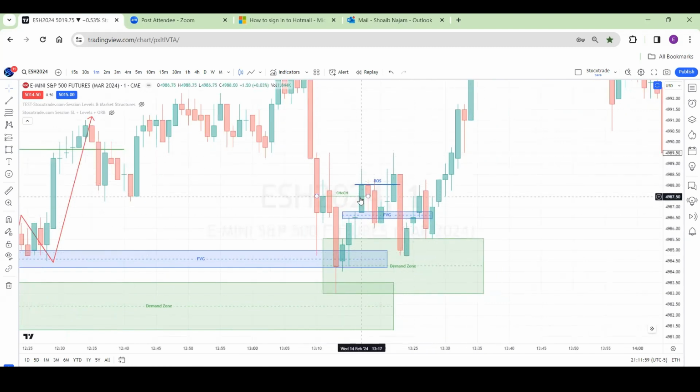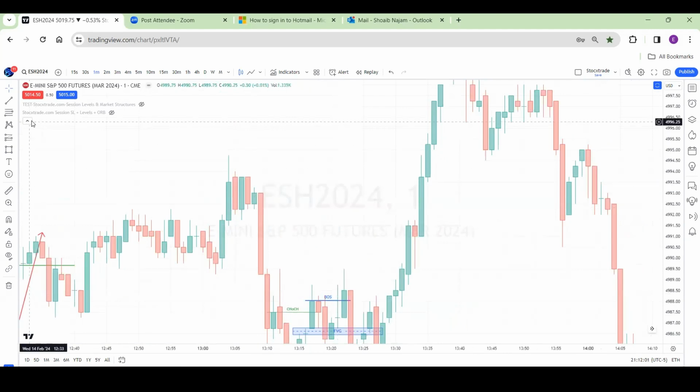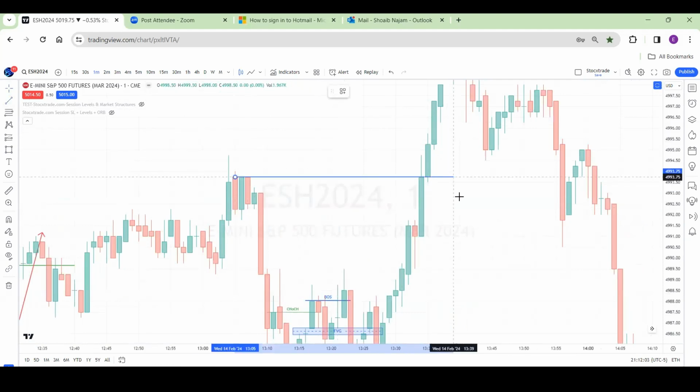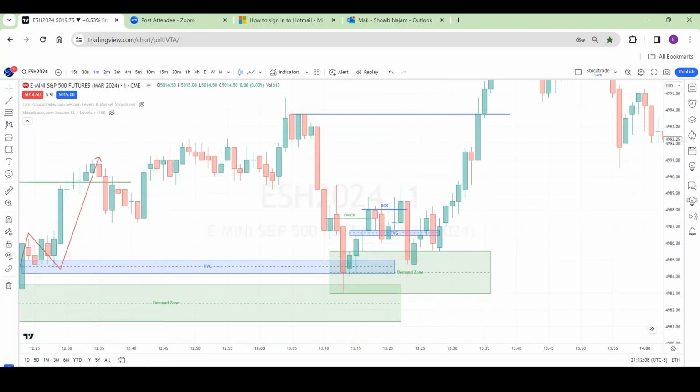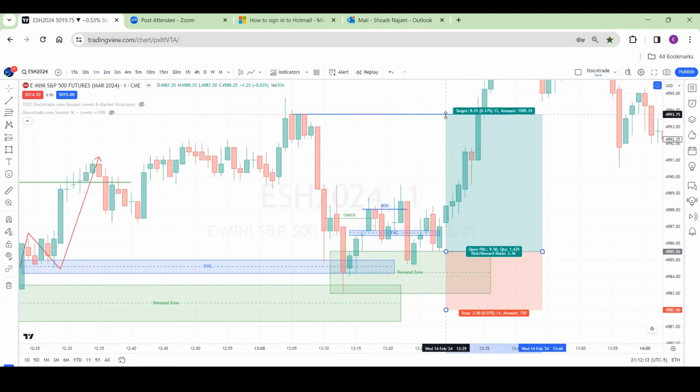Now you already have the change of character. You got the chance. Where is your exit? This one. Be happy. Even if you enter here, you know the entry, you can enter before the price comes up to this level. Okay. Because you have the demand zone below the structure, you have your stop loss. It is 1:3. 8.25 means almost $400.